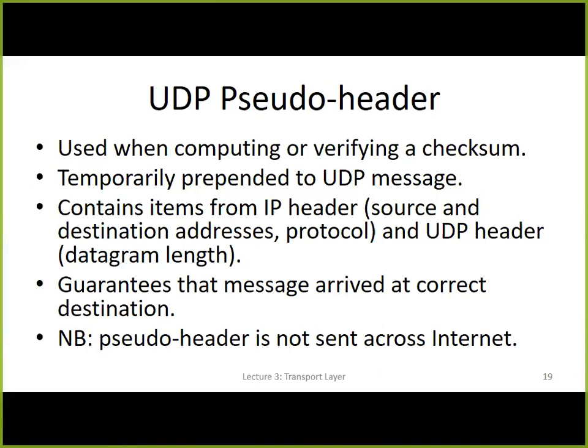What's the protocol number for UDP? No, it's neither 8 nor 7. It was 17, 11 in hex. Also, go back and look at your assignments from last year; I asked you this. Then the pseudo header also has the UDP header and the datagram length. This is used to guarantee that the message has arrived at the correct destination. You should be aware that the pseudo header is never sent across the internet.